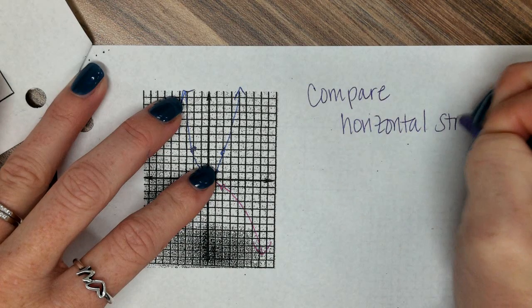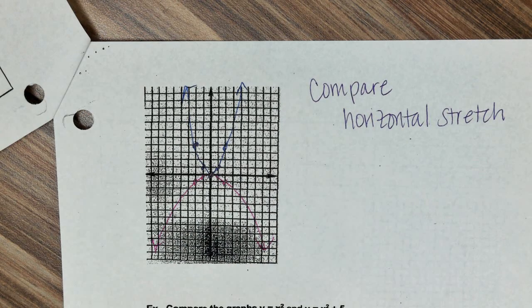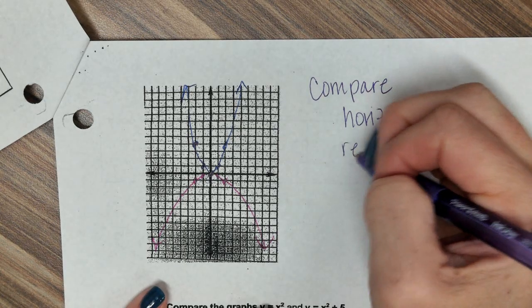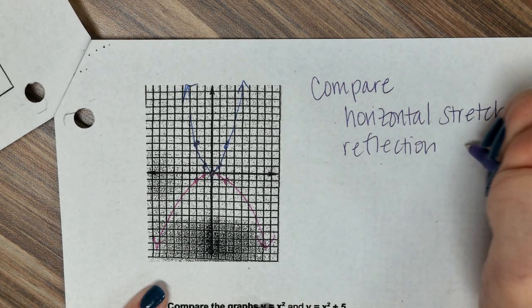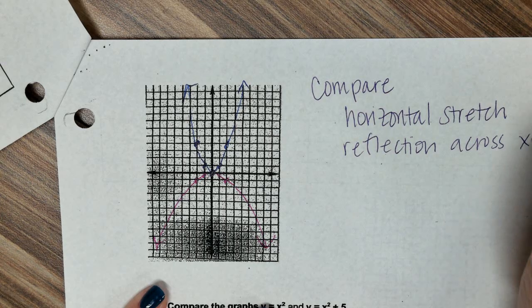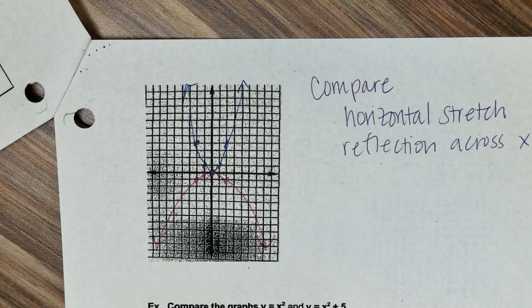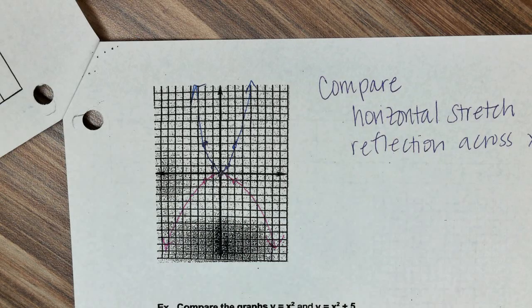And then what did they do to it? They flipped it. What did we call that? A reflection across the x-axis. So what caused the horizontal stretch? Multiplying by a number less than 1. What caused the reflection? Multiplying by the negative. Okay, it's the same rules as exponential functions. We just call a vertical shrink a horizontal stretch.